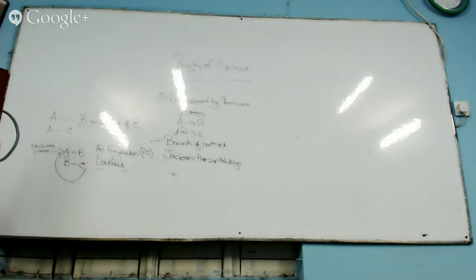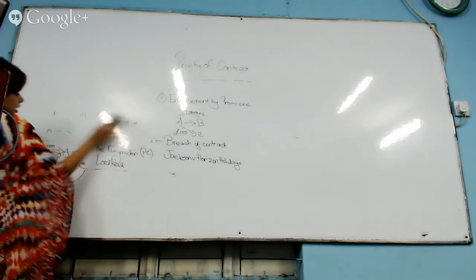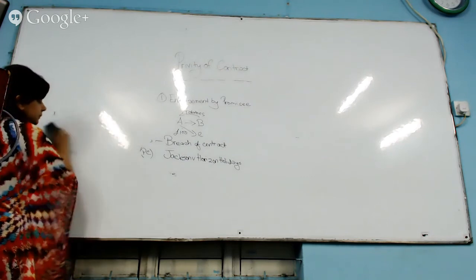All right, so the next exception is collateral contracts. What do you know about collateral contracts? Collateral contracts mean additional contracts. So there's a main contract, a principal contract, and then there is an additional contract. So let me explain that to you.